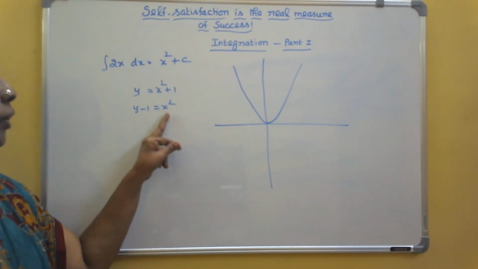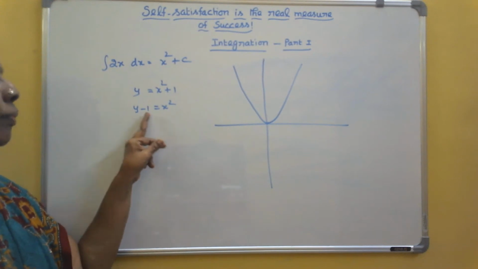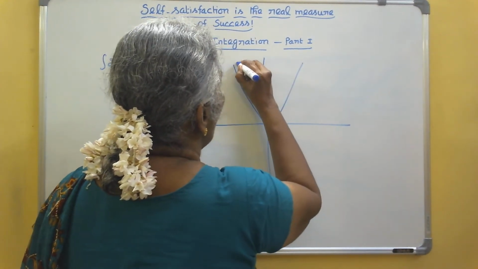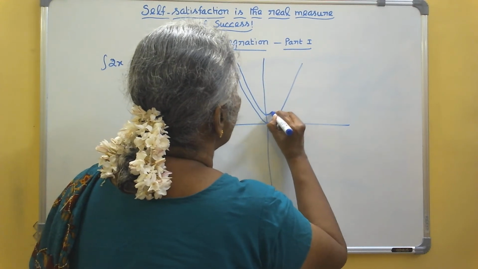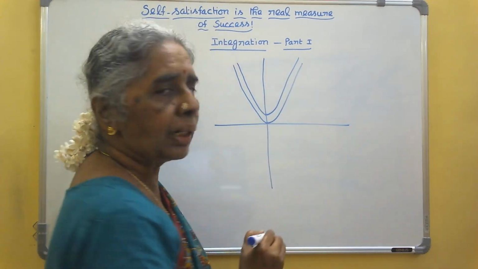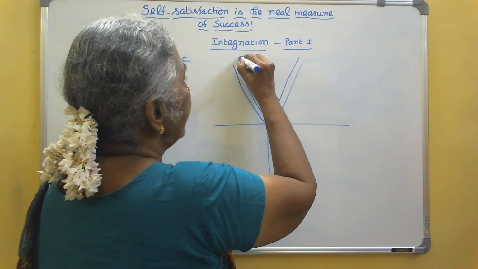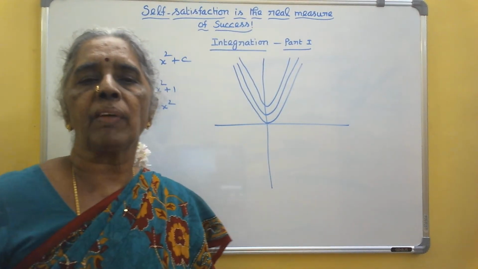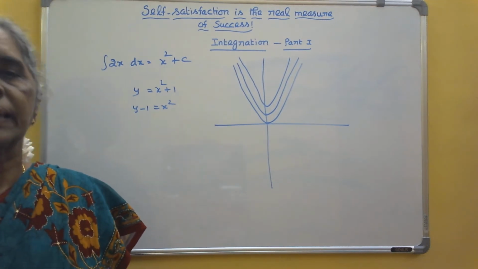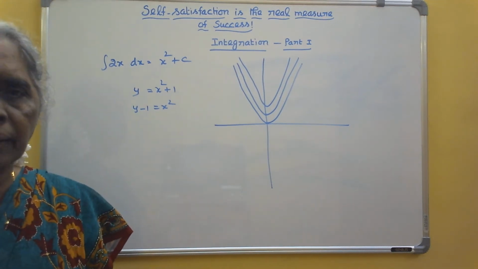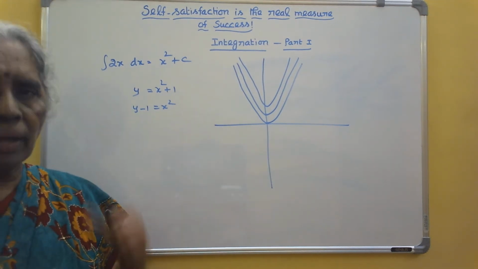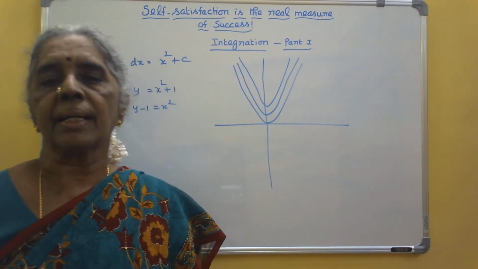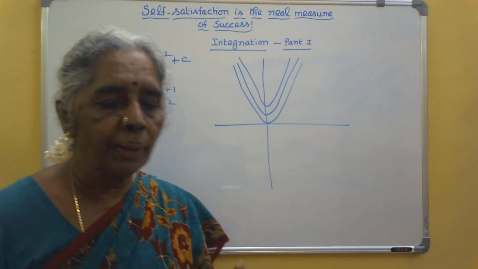So here, if you put x is equal to 0, you will get y is equal to 1. So from this point, you will get a parabola like this, parallel to this. Then you may get another parabola like this for different values of c. You will be getting the family of curves. Here they are parabolas which are parallel to each other. So this is the geometrical meaning.